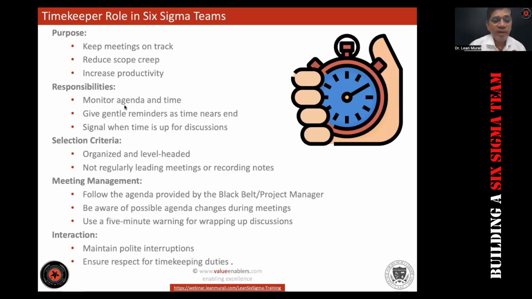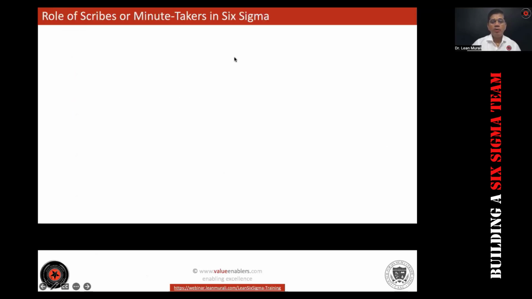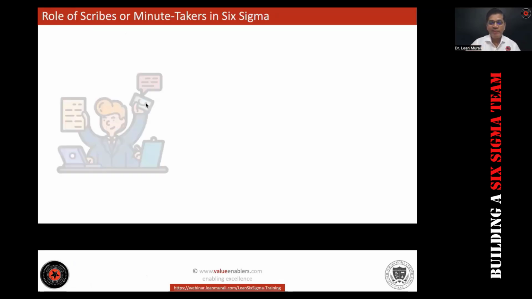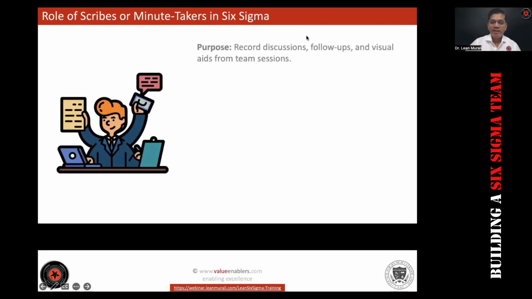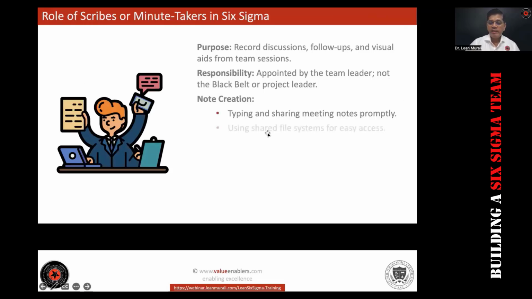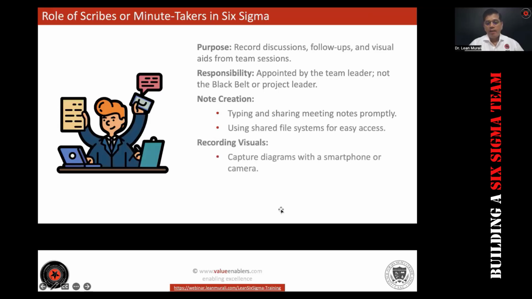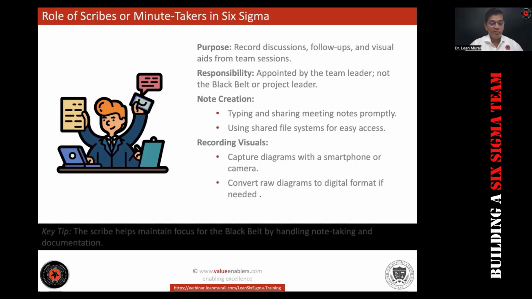Okay, this is also fairly simple, so I'm not going into the depth of this. This is the timekeeper's role, and this is the minute taker, scribing. Minutes of meeting. They will record discussions, follow-ups, and visual aids from team sessions. They are appointed by the team leader and not by the black belt. They type and share the minutes of meeting, and they capture the diagrams with smartphones, cameras, and all that stuff, and they convert raw diagrams into digital format and share with you. And the scribe helps to maintain focus.